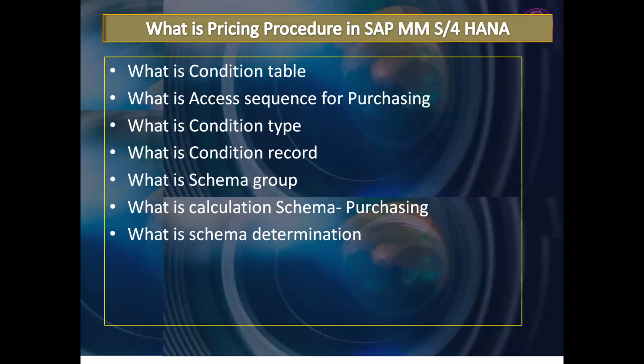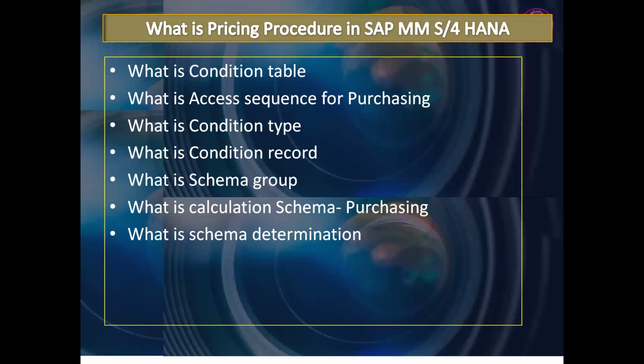Okay, that is the concept we have for condition record. Now let's move to the schema group. What is this schema group? Schema group will be assigned to the vendors, whatever vendor we are creating. Whatever vendor and the purchase organization, these all will be assigned to this schema group.